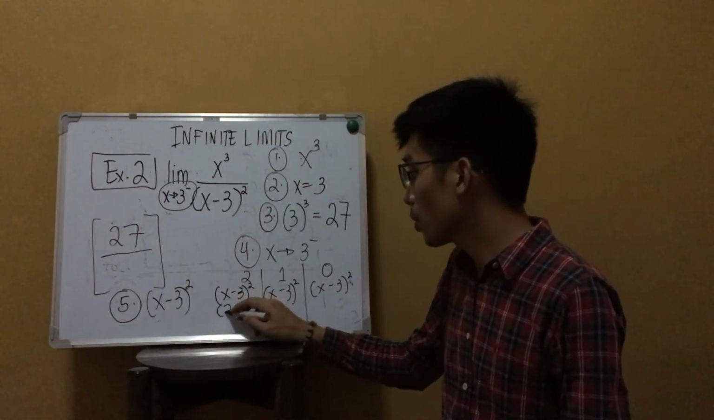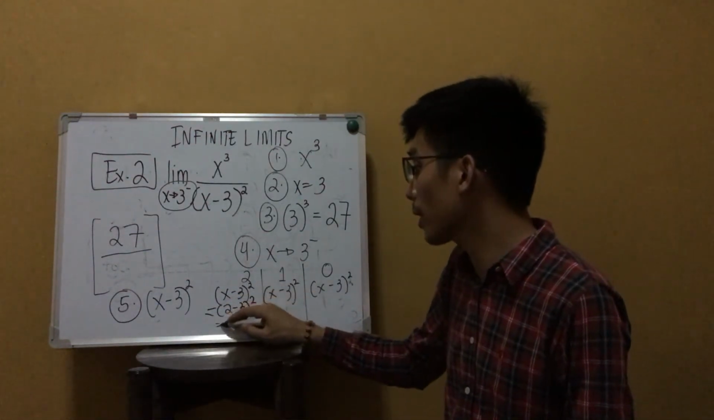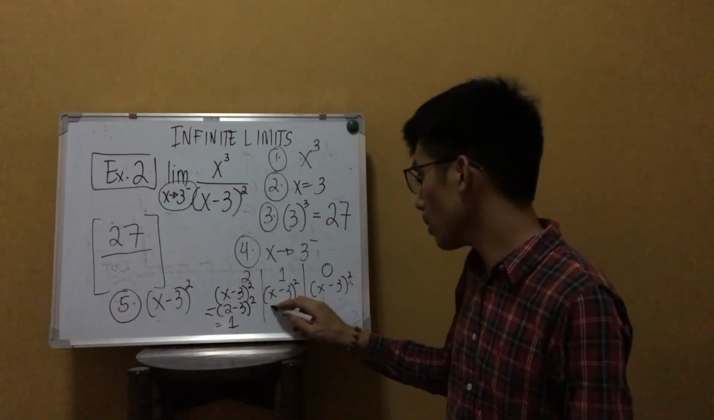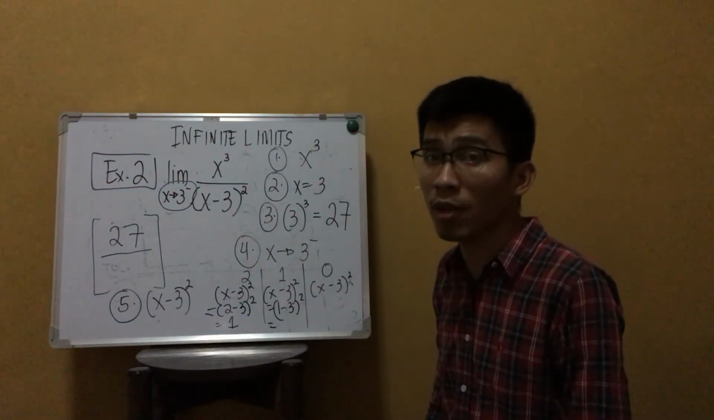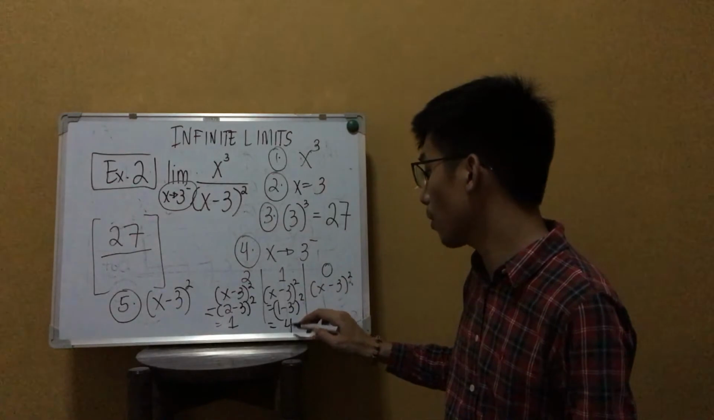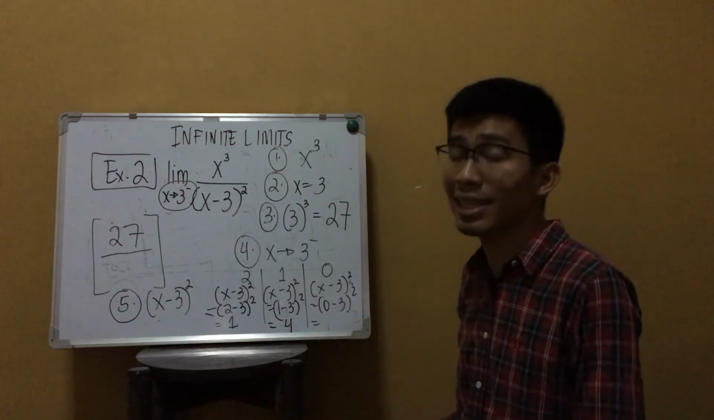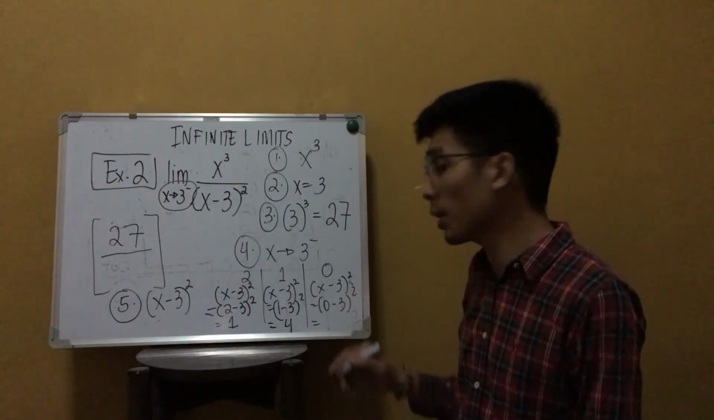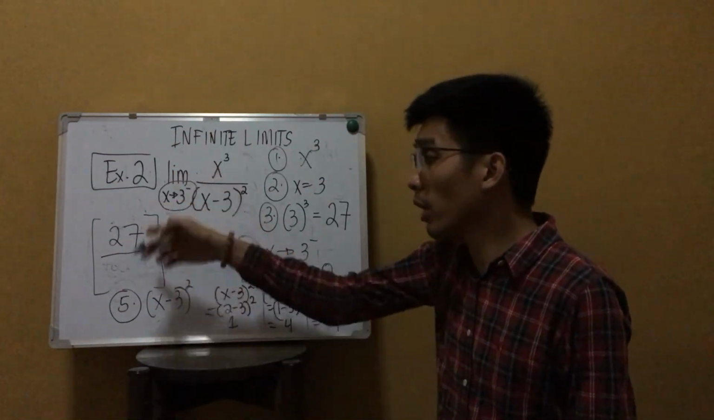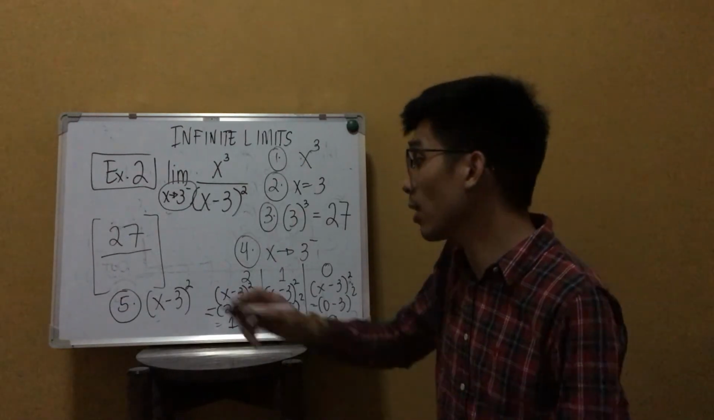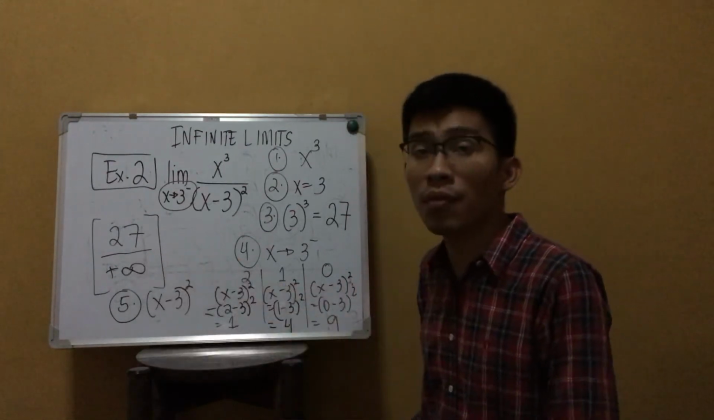So it becomes 2 minus 3 squared, and 2 minus 3 is negative 1. Negative 1 squared is positive 1. This time, 1 minus 3 squared, and 1 minus 3 is negative 2. Negative 2 squared is positive 4. Lastly, 0 minus 3 squared, and 0 minus 3 is negative 3. Negative 3 squared is 9. Obviously, my results are all positive. Therefore, what am I going to write in my denominator? Since the results are positive, I'm going to write positive infinity.